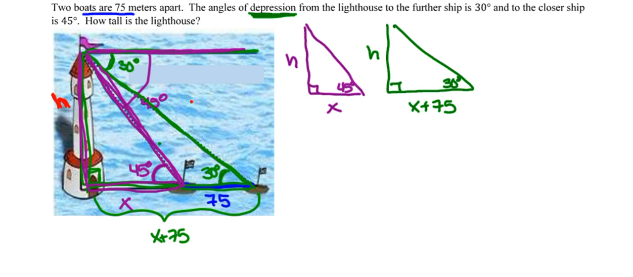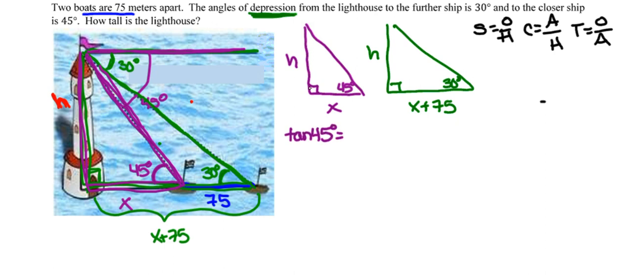So I still have the same three trig functions that I've been using all along. Sine is opposite over hypotenuse, cosine is adjacent over hypotenuse, tangent is opposite over adjacent. And in looking at my picture of the purple triangle, it looks like I have the leg opposite and the leg adjacent. So that's going to be a tangent problem. So tangent of 45 degrees is equal to the side opposite, h, over the side adjacent, x.